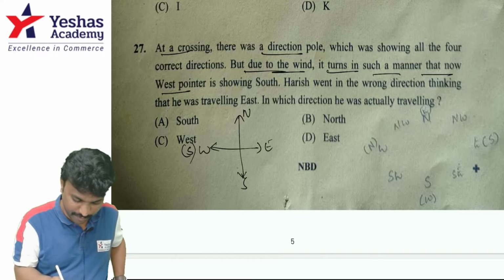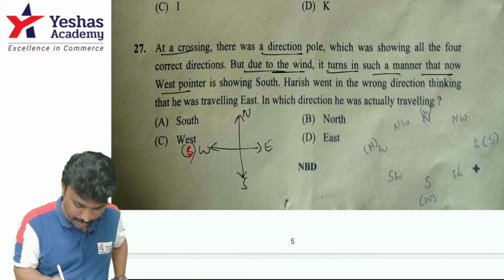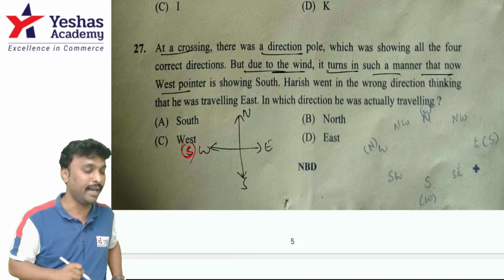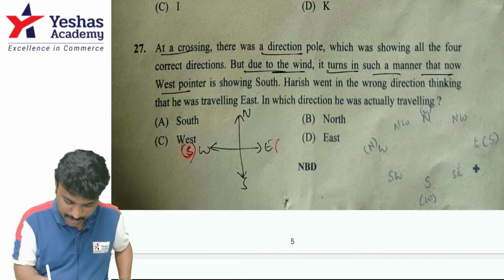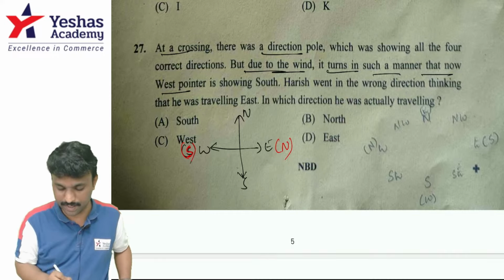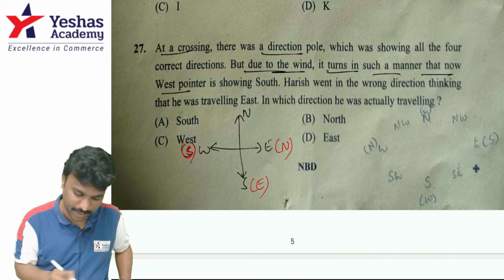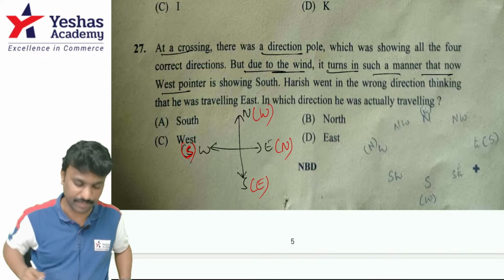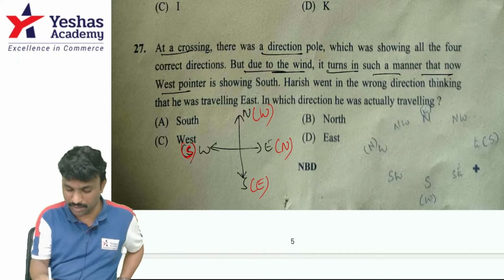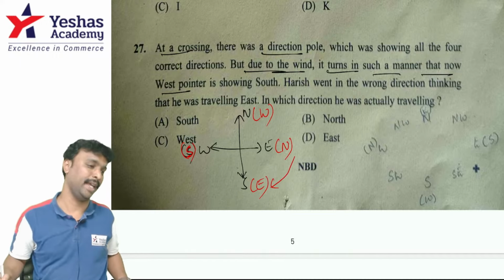So I'll write the final thing. This is what is showing as the final thing in red, right? And if this is south, this will be north. If this is north, this will be east. This will be west. Yes or no? From north, 90-degree clockwise is east.